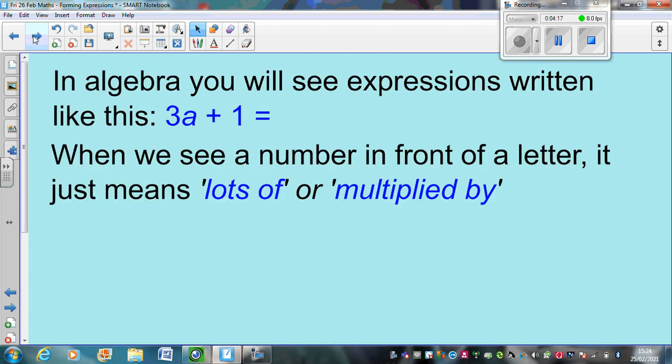In algebra, you'll see the expressions written like this: 3a plus 1. And you may have been thinking, I haven't got a clue what that means. Yesterday, or it might even be at the beginning of the week, we looked at how you could have a letter being replaced by a box or something. 3 lots of something plus 1 equals. That's fine if you're trying to find out what a is. But if you never know what a is, we're simply trying to find this in its simplest form.